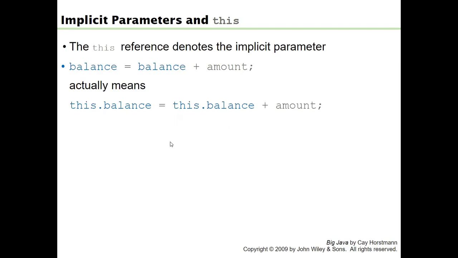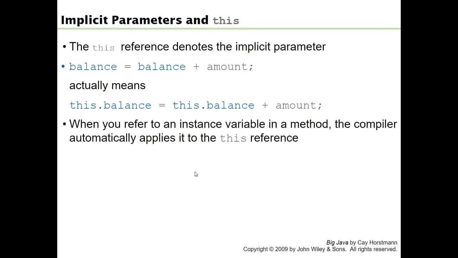How do you talk about this? I'm talking about, well, this. So that's what this means, this object. When you refer to an instance variable in a method, the compiler automatically applies it to the this reference. So see, it's happening behind the scenes. It's not something you have to type in.